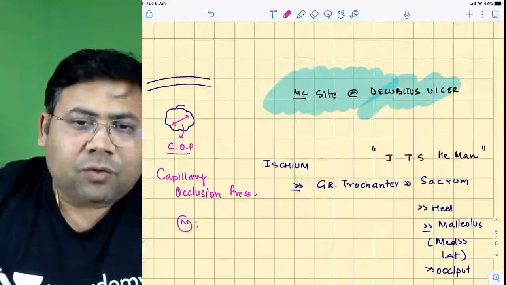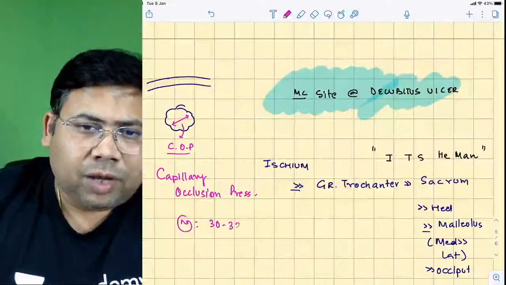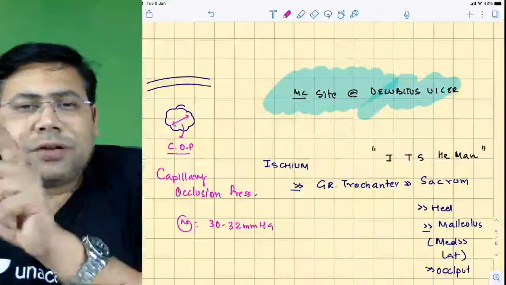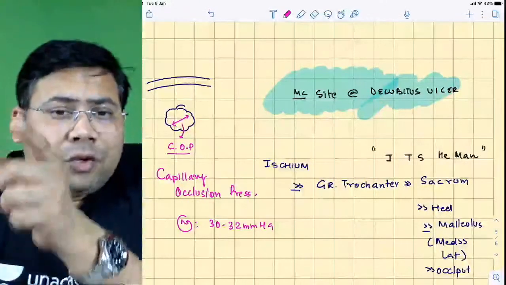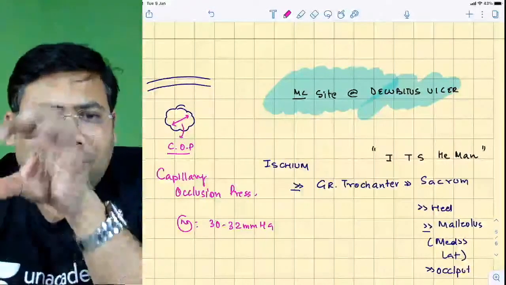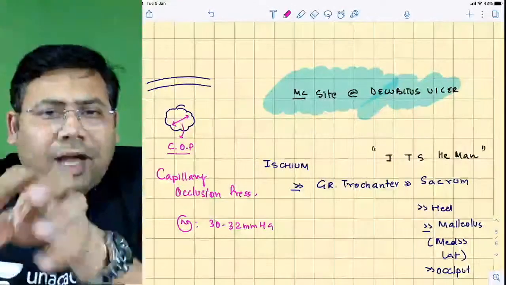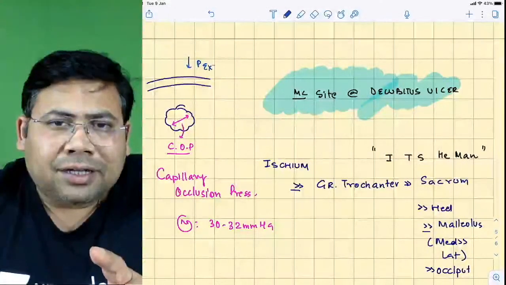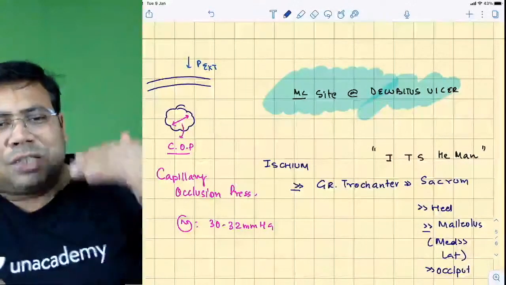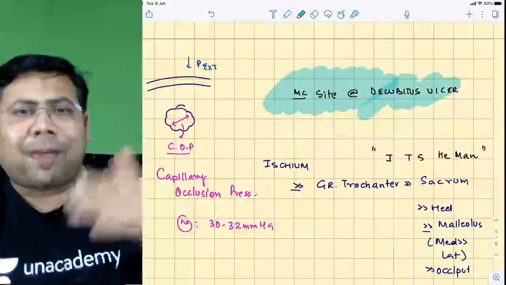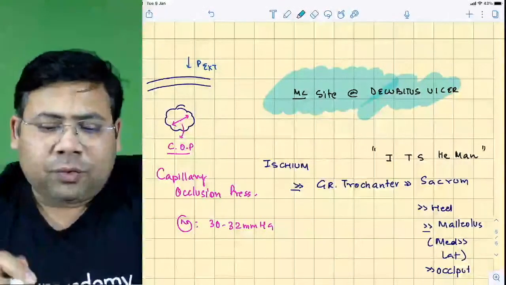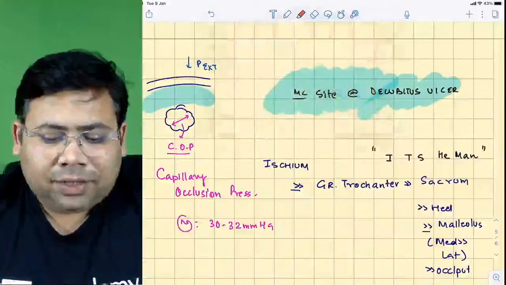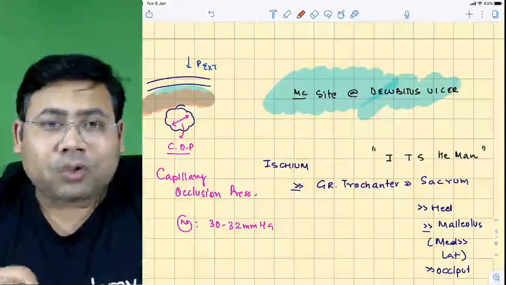A normal capillary occlusion pressure is 30 to 32 mmHg. Students, try to understand, this is the pressure which is required to compress the lumen of a capillary. And remember, whenever there is P external, the pressure actually doesn't reach the capillaries in that same magnitude. The answer for that is the fat, because there is a layer of fat. You can say this fat is going to act like a shock absorber.